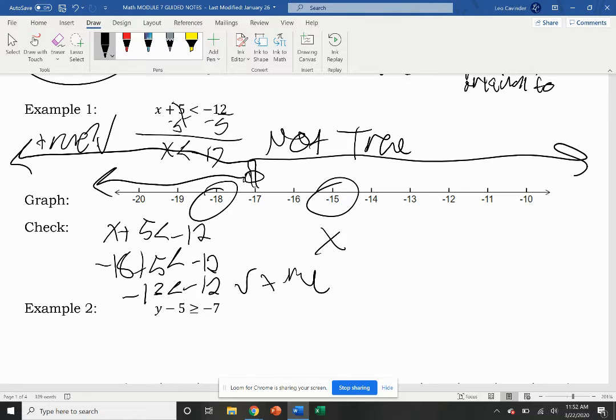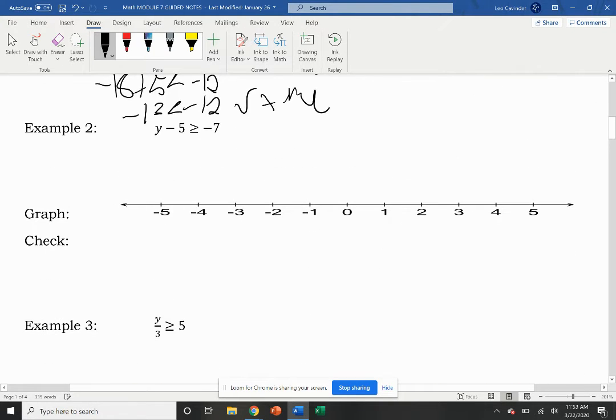Now, if you're wondering, well, why can't we try out negative 17? That's because we are not including it. Remember, it's an open circle. It does not have the line underneath, which means we cannot check negative 17. If it was closed, it means we're including negative 17, and then we could check it. Let me erase some of this stuff on the bottom here.